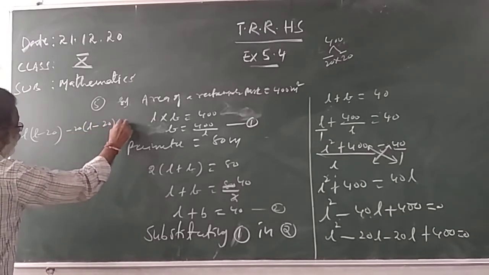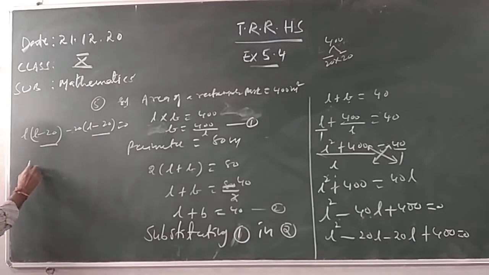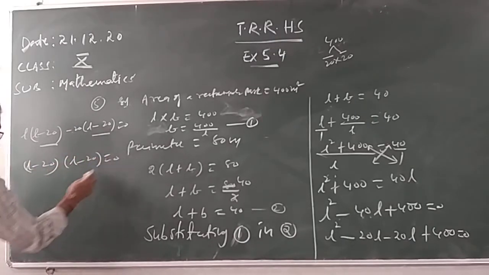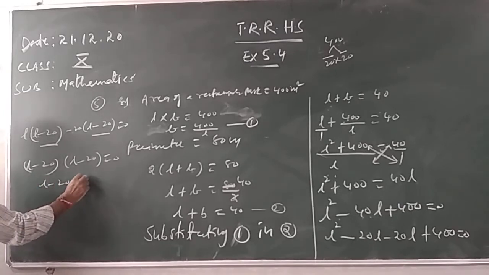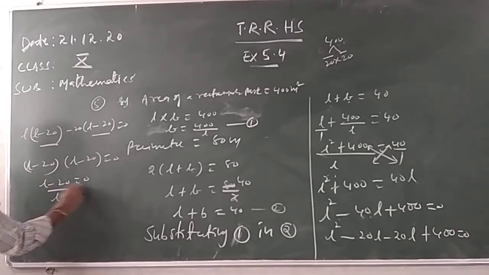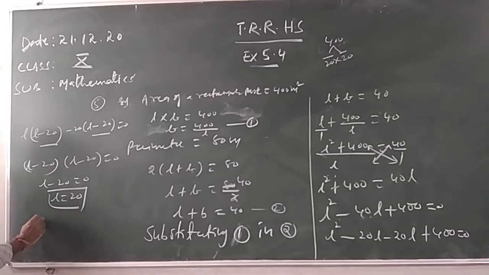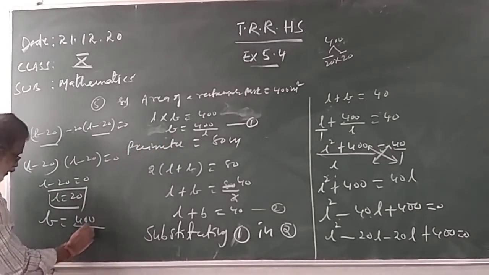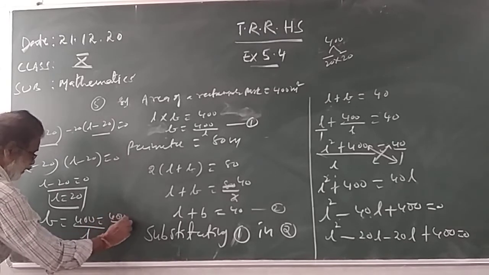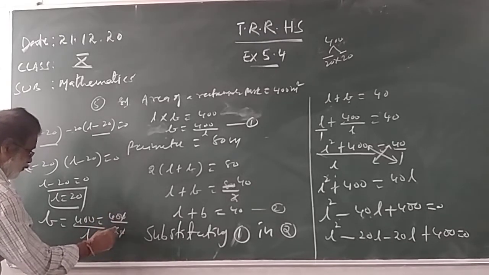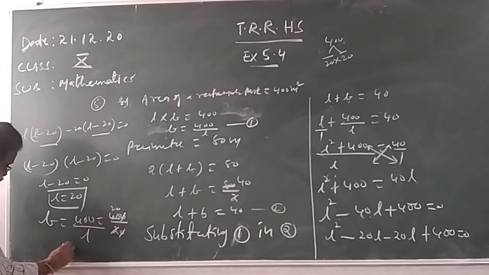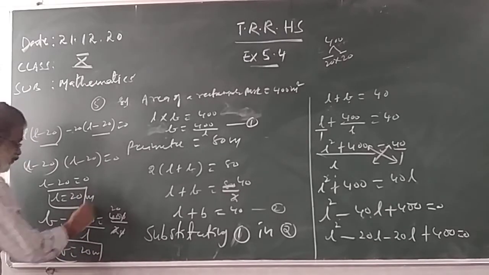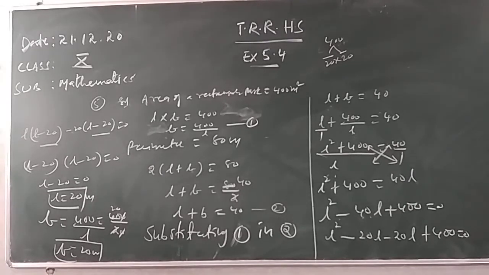So L minus 20 equal to 0, L is equal to 20. We got the length. Breadth is equal to, by the formula, B is equal to 400 by L. 400 by 20 is 20. B is equal to 20. So the length is 20 meters and the breadth is 20 meters.